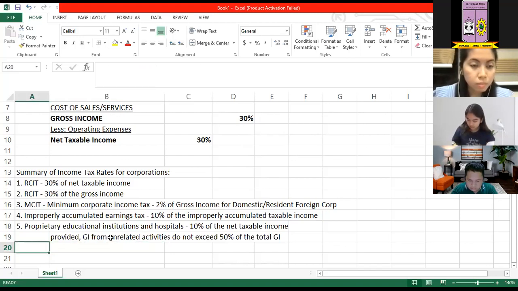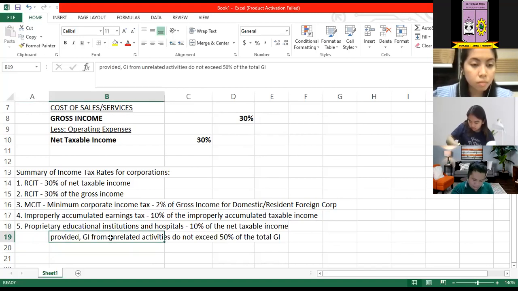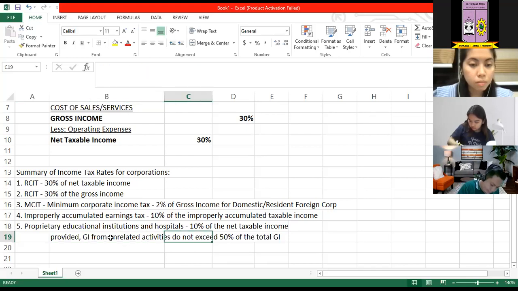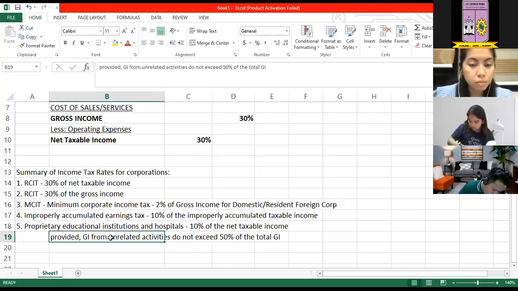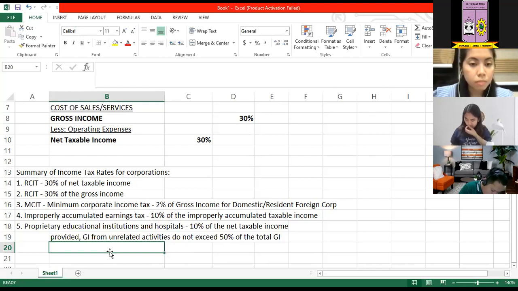Hospitals. Let us say merong canteen yung hospital, mga ganyan. Kasi hindi naman related yung canteen sa hospital services na pinoprovide. So, ngayon, kunin mo yung gross income from unrelated activities. Okay? And then, kunin mo yung total gross income from related and unrelated activities. Kung related yan, tingnan mo yung purpose ng corporation.